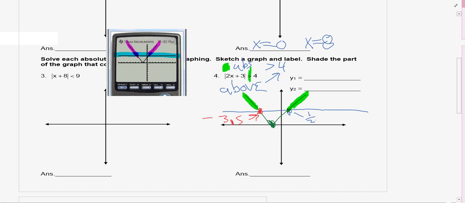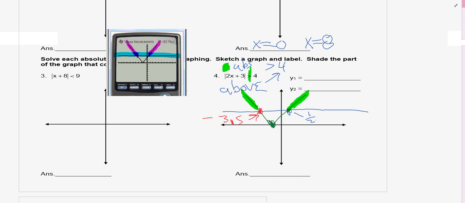Now, on this problem, is this one an or an and problem? Is the solution an or an and? That's what we need to find out. Well, look at what we shaded in the highlighter green right here. These two things are going off in different directions, aren't they? So if they're going off in different directions, it's an or statement.